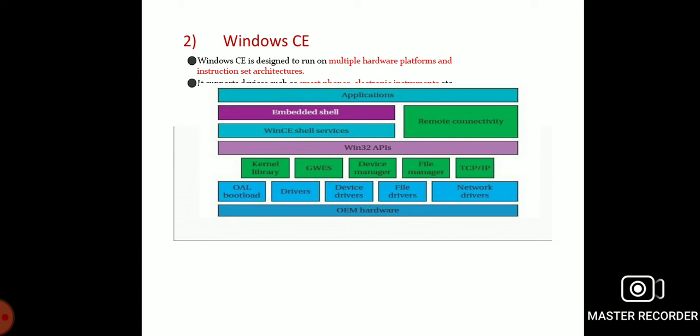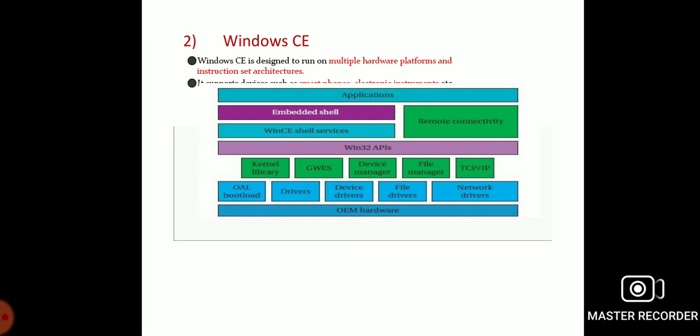So the application runs under the shell and uses the interface. The Win32 API manages the access to the operating system, and it is an adaptation layer. It provides the interface to the hardware and also the software architecture. So it provides services such as a real-time clock, power management, interrupts, and debugging interfacing. A board support package for a particular hardware platform includes the OAL or the drivers.